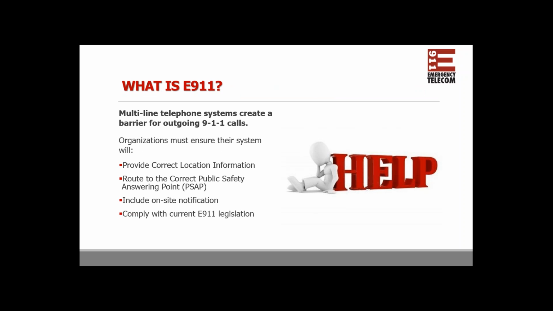So what is E911? When implementing E911 on multi-line telephone systems, they create a barrier for outgoing 911 calls. You must ensure that your system will, first of all, provide the correct location information. Secondly, you must ensure that the call routes to the correct public safety answer point because of a bunch of reasons that Kevin's going to get into and explain here in a moment.